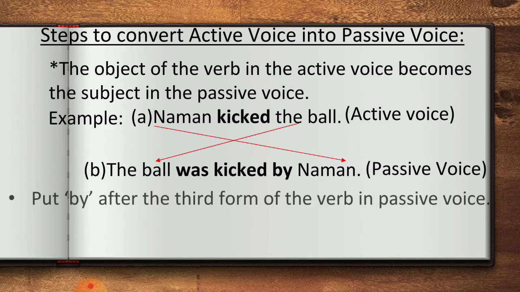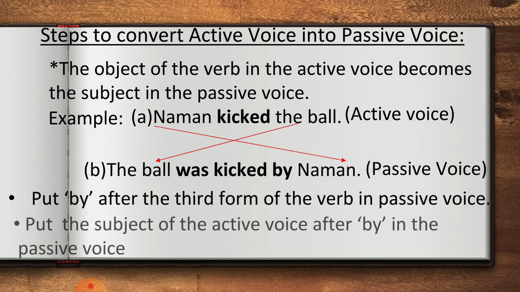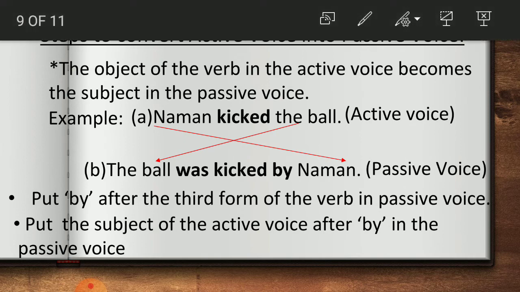Second thing which we need to remember is put by after the third form of the verb in passive voice. You can see in the second sentence B, the ball was kicked by Naman. We've put by after the third form of the verb. Then put the subject of the active voice after by in the passive voice. In the second sentence, we can see that the subject of the active voice, that is Naman, is put after by in the passive voice.